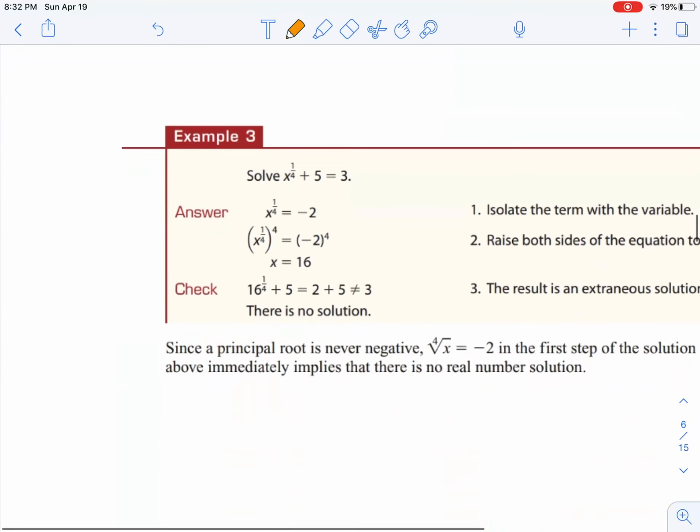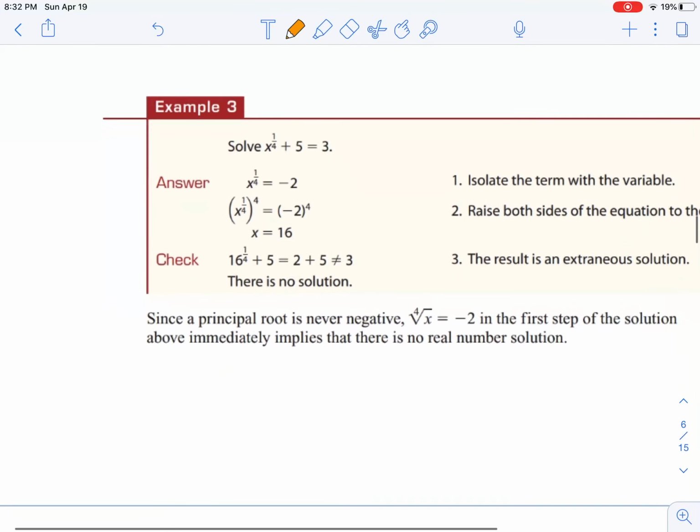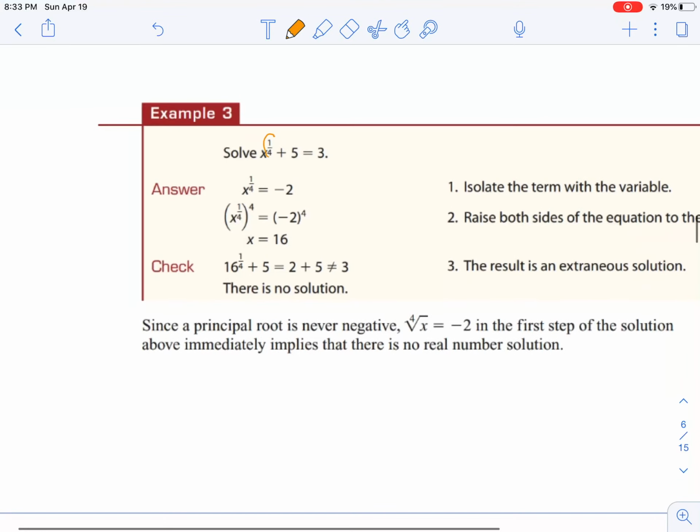Okay, let's do this one. So we don't necessarily have x in the exponent, but we do have an exponent in our equation. So here we have x to the 1/4 plus 5 equals 3. Somehow we have to isolate that x to the 1/4. That's not too hard. I'm just going to subtract 5 from both sides. So x to the 1/4 equals -2.